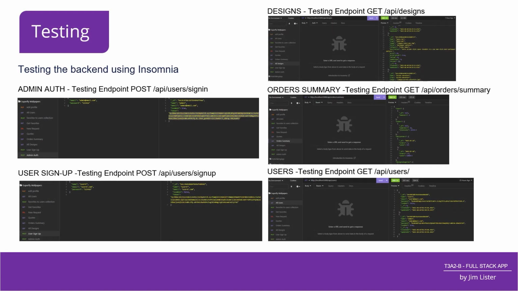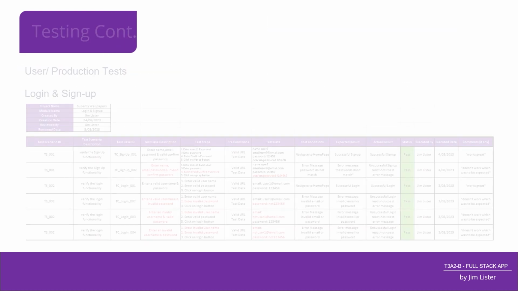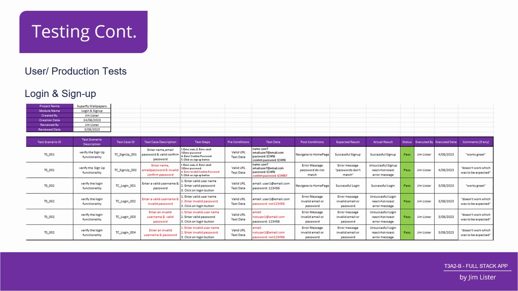Okay, so I used Insomnia client application when testing my backend routes. Just to demonstrate a few, here are some screen grabs from Insomnia demonstrating tests on endpoints for admin auth, user signup, get all designs, get all orders, get all users. I found this structure of production or user testing invaluable as it helped me to find quite a few edge cases that I intend on cleaning up.